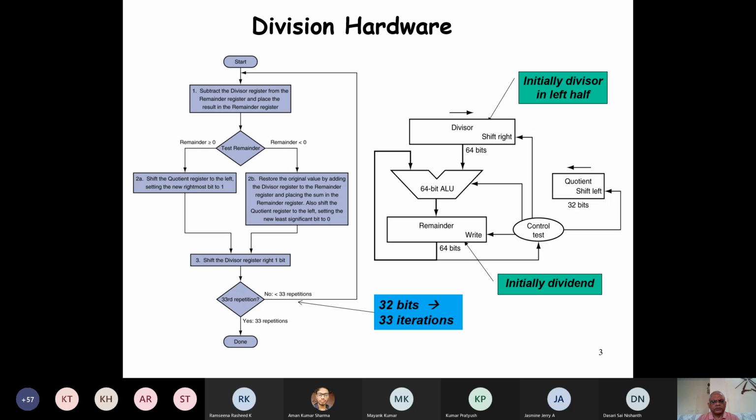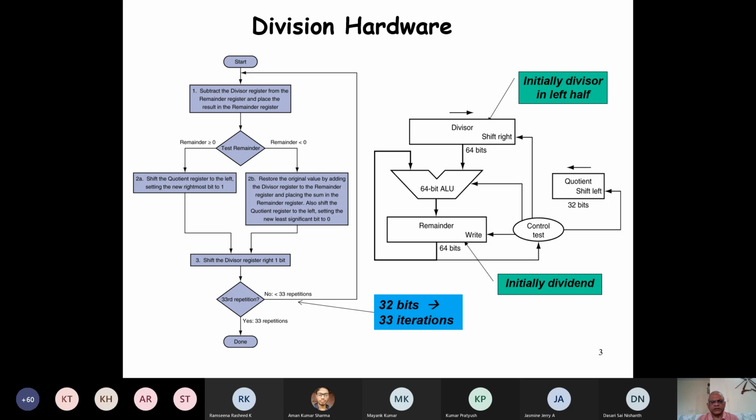So the observation that we made there is written here in the form of a flow chart. We keep the divisor in the left half. Just see here, this is 64-bit. We're trying to do 32-bit division. But then we have here one shift register. Here we keep the divisor in the left half, and the remainder on the right half of this 64-bit register.